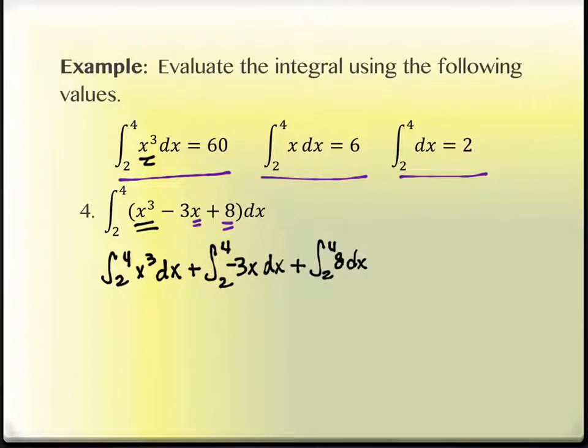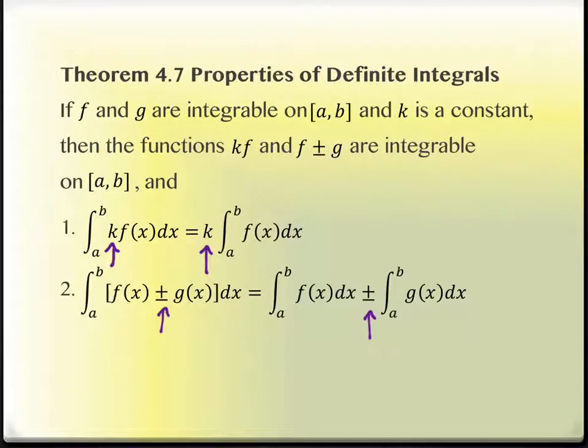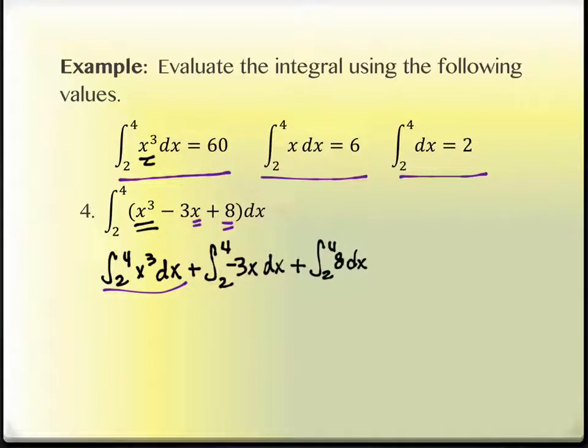The next thing that I want to do is, again, this first piece looks perfect. I have no problem with how it looks. It looks exactly like one of the ones I have. What's wrong with the second one? That's the third one. There's a negative 3 though, right? There's a negative 3. So what does the property number 1 here say I can do with the negative 3? I can pull it out in front. So this first piece, I'll just rewrite for now. 2 to 4 of x cubed dx. If you want to evaluate it, you could, but I'll rewrite it for a moment. And then this says I can pull out the negative 3, and then I can write it from 2 to 4 of x dx.